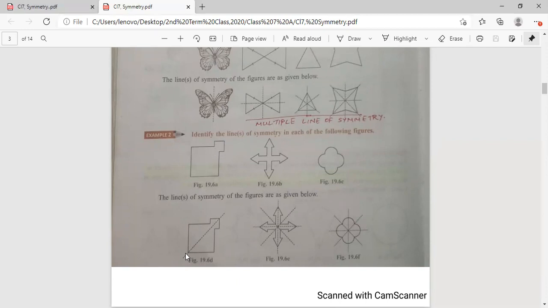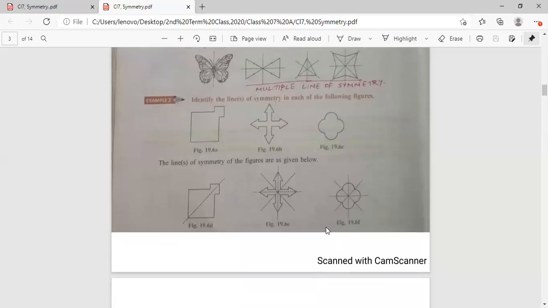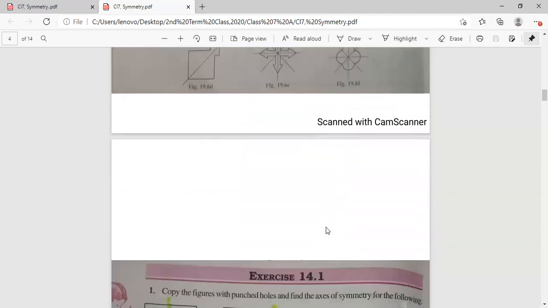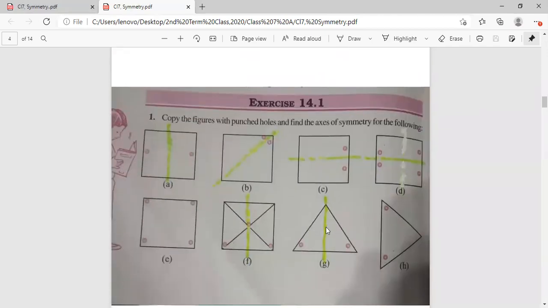So the line of symmetry should be such that when you fold it, both sides should be identical. So that is why these are same. So these are lines of symmetry, which you also have done before. So you can just go through all these figures. This is from your textbook.